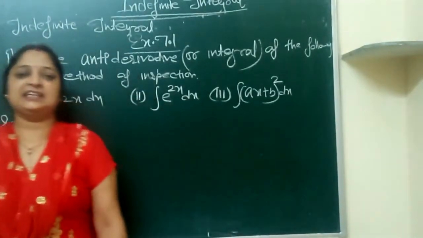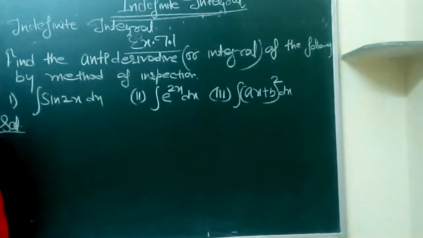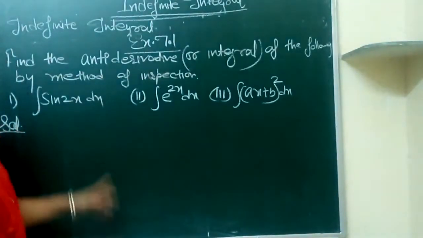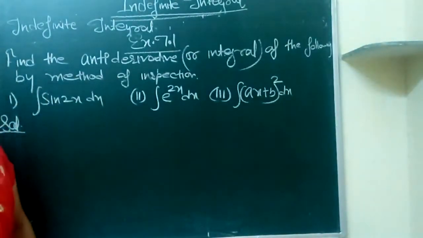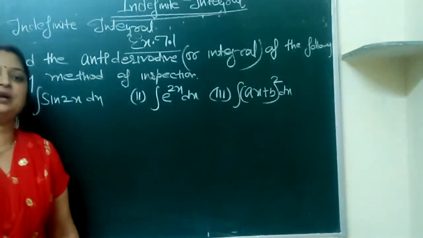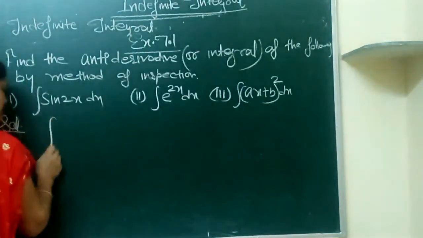Now we are starting exercise 7.1. In this, find the antiderivative, which means the integral of the following function, by the method of inspection. It means you have to find the integration and you have to check the derivative also. So let us start the first one.